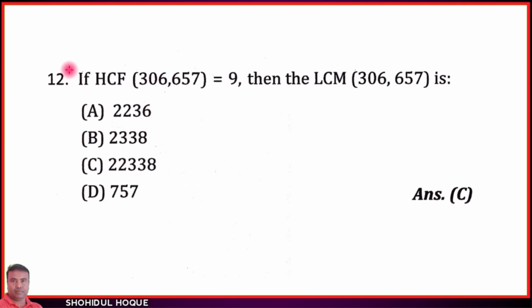Alright. Next question number 12. If HCF of 306 and 657 is 9, then the LCM of 306 and 657 is: option A, 2236; option B, 2338; option C, 22,338; option D, 757. Correct option C, 22,338. This is a direct question asked from your textbook. You can check there. Alright.